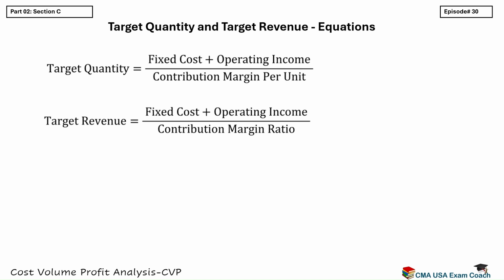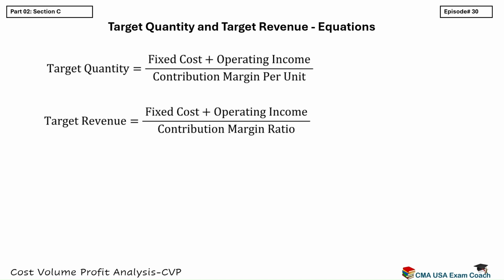We first add fixed cost and operating income, which gives us the total amount we need to cover. But this time, we divide it by the contribution margin ratio, not the amount per unit. The contribution margin ratio is the percentage of each sales dollar that contributes toward covering fixed costs and generating profit. So this formula helps us find out the exact sales revenue needed, in dollars, to reach our profit goal. This is useful when a business is more focused on revenue figures rather than just unit sales.